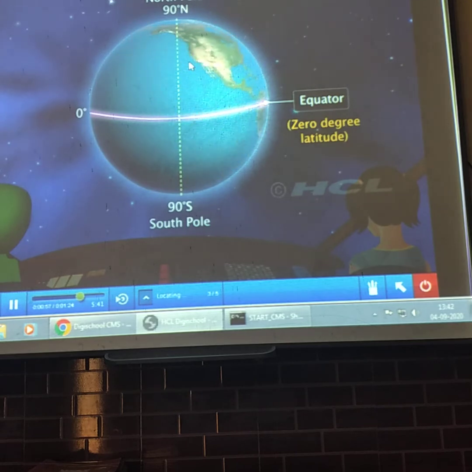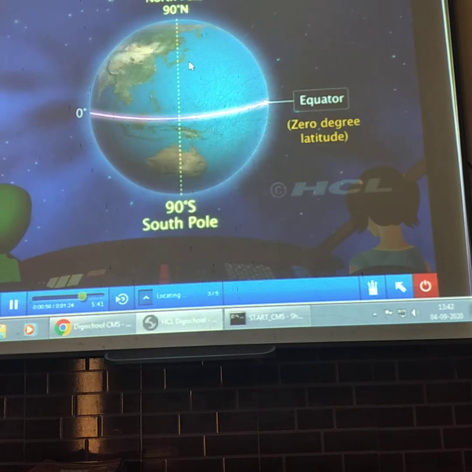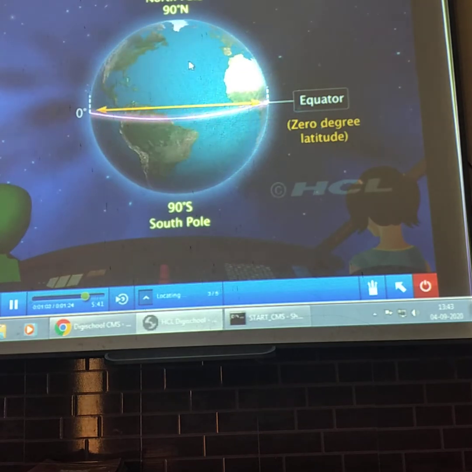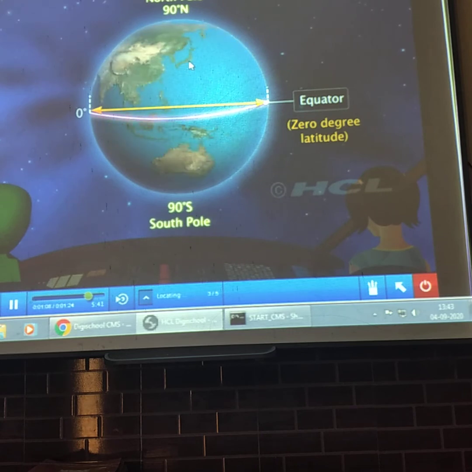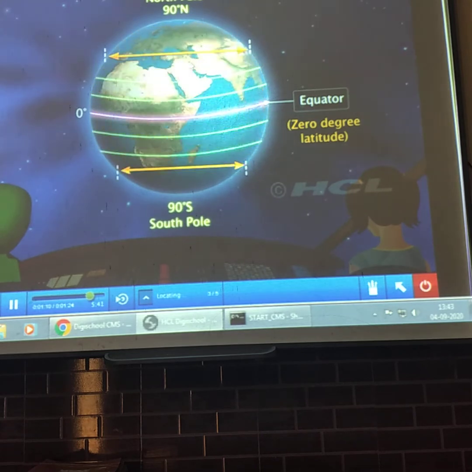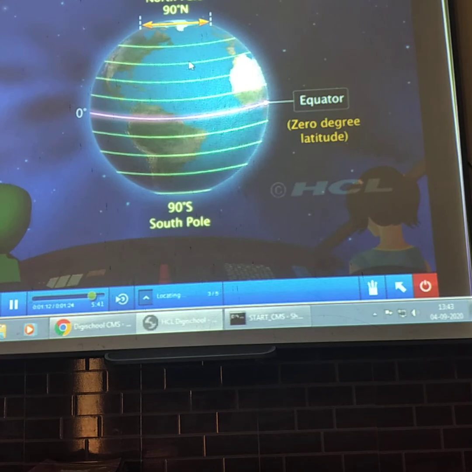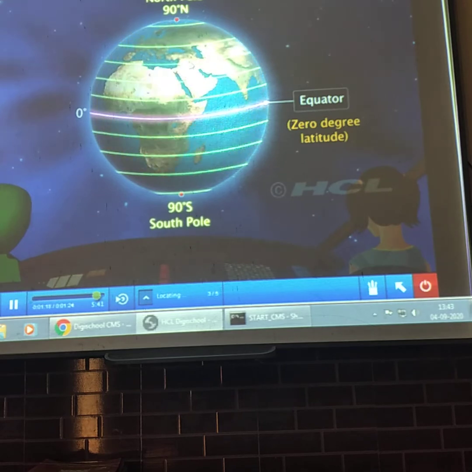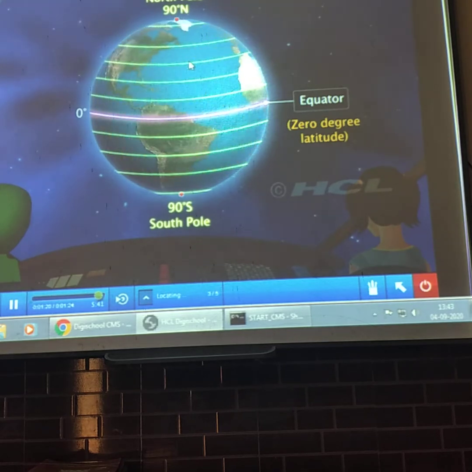Why aren't there any lines of latitude at the North Pole and South Pole? The equator is the longest line of latitude. As we proceed from the equator to either of the poles, the length of the lines reduces. So, by the time we reach the poles, the lines are totally gone and are replaced only by a point.